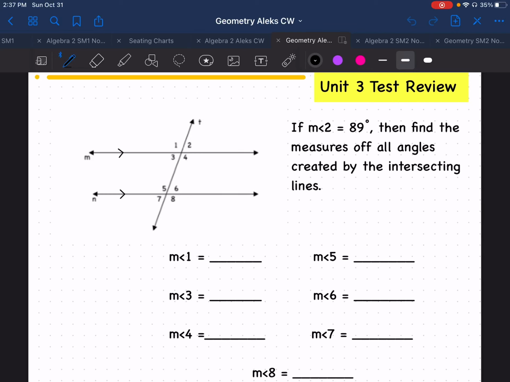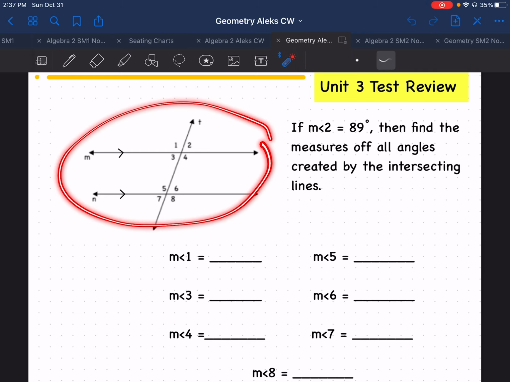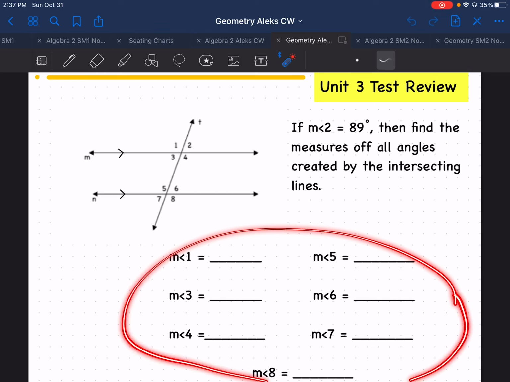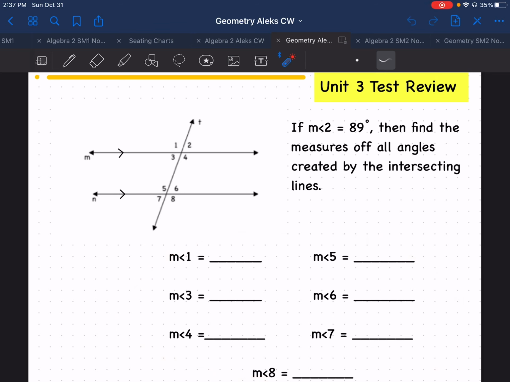Today's lesson is the review for your Unit 3 test. One of the questions on your test is going to give you a picture much like this, and it's going to tell you if the measure of angle 2 is 89 degrees, find the measure of all the angles created by intersecting lines. And then you're going to see this down underneath the picture. So you have to tell me how many degrees each of these angles are.